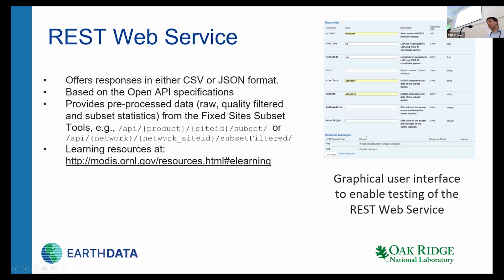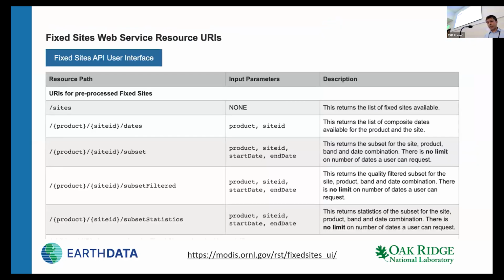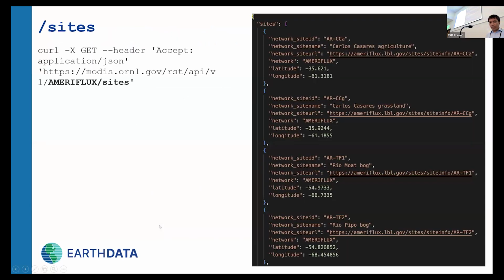And then we have this graphical interface where users can test the service, the code, and things like that. These list some of the endpoints that people can use, like how to get the subset, how to get the filtered subset, and subset statistics as well. This is one example of what the output from the API looks like. If you request the sites endpoint for the AmeriFlux sites, you'll get all the AmeriFlux sites that are in the tool, with coordinates and a link to the AmeriFlux sites.